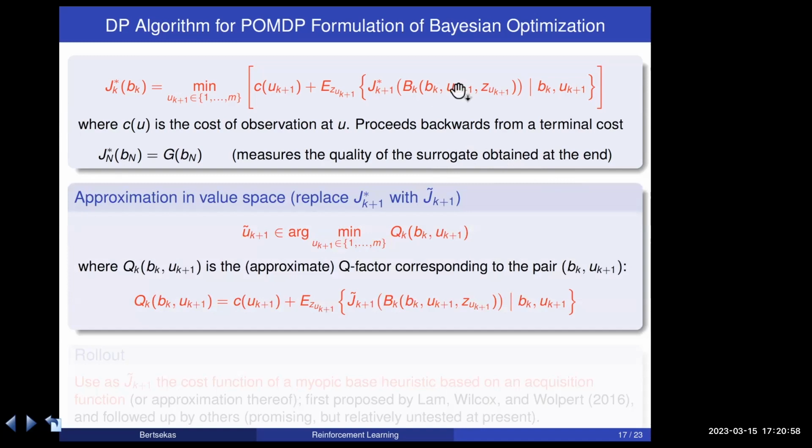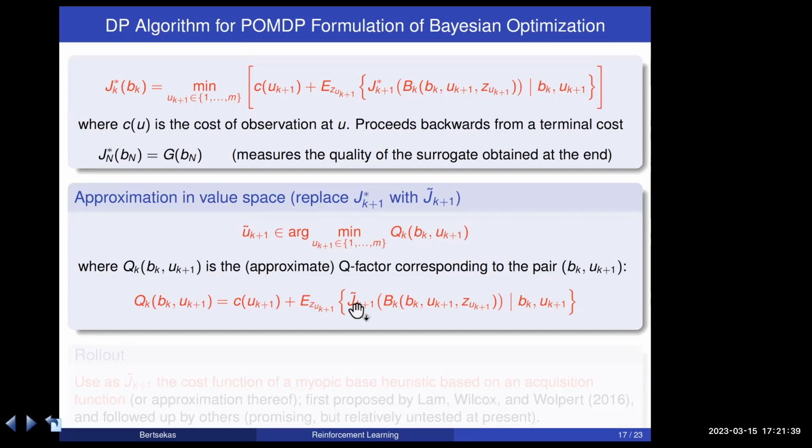Okay, so obviously this dynamic programming algorithm is impossible to carry out as a practical matter. The approximation in value space replaces J star by some J tilde. You may view this as a Q factor, an optimal Q factor. It is replaced by an approximate Q factor, where J star is replaced by some J tilde, some function I haven't specified how it's obtained. So we minimize this approximate Q factor over all U, and that's the next point that we obtain.